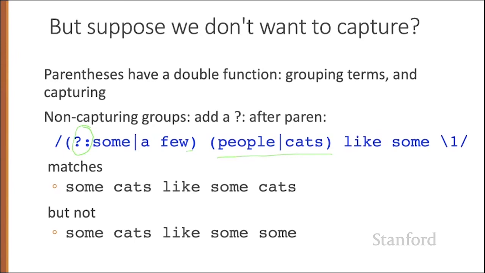So this will match some cats like some cats, but not some cats like some, because \1 doesn't match some, it matches cats. So that first set of parentheses is just ignored in terms of register numbering and storage.